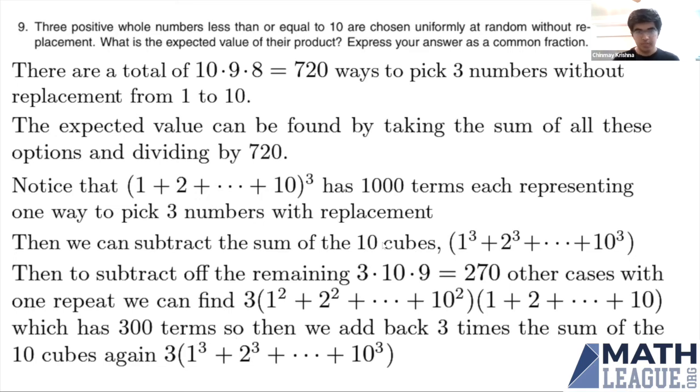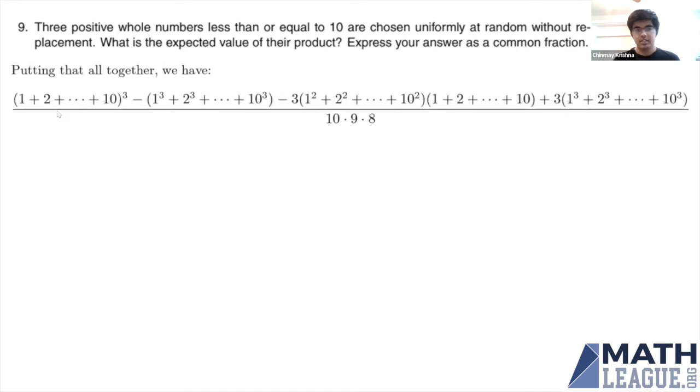So just to recap, what we wanted to find is the sum of all 720 products, and we start out with 1,000, since we can express it in this factored form, and then we subtract off these 10 cubes, and then we're trying to subtract off 270 more, but we actually subtract off 300 terms. Then we need to add back the 30 cubes again to make sure that we subtracted 270. So we can combine that all into this equation for what we're trying to solve for. So this is what we are trying to calculate.